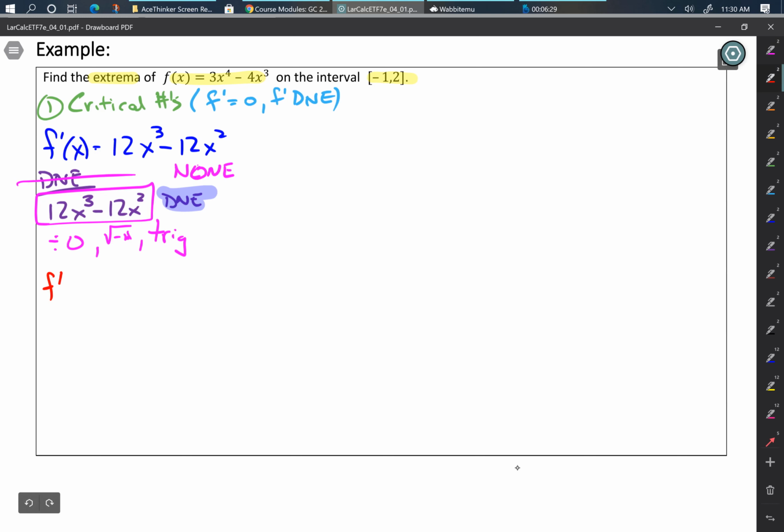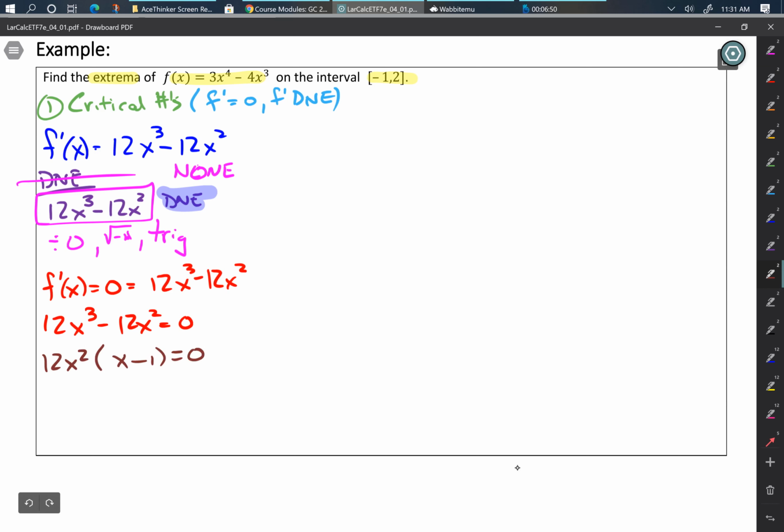Now I'll look at the other kind of critical values. That is, when is f prime of x equal to 0? So when is our 12x cubed minus 12x squared equal to 0? I'm just literally going to do that algebra. I think that left side will factor. I can take a 12x squared out, so I have 12x squared times x minus 1 equal to 0. If 12x squared is 0, that means x would be 0. And if x minus 1 is 0, that would mean x would be equal to 1. So I have two critical values.